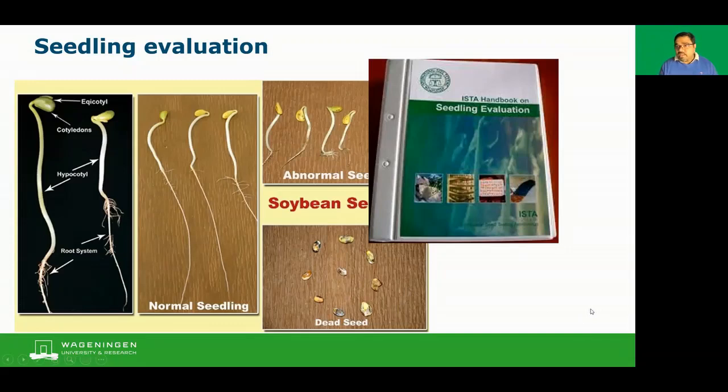Again, normally ISTA recommends that we should test 400 seeds. So 100 seeds in 4 replications, and then we make the calculations as a percentage. We count all those 400 seeds and determine how many are abnormal, how many are dead, and so on. There is also a concept called hard seeds. The hard seeds have dormancy. Mostly in many pulses, seeds are really hard so that they don't allow water to imbibe. So these are also counted and expressed in the report.